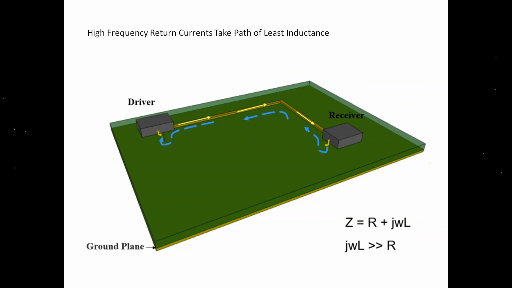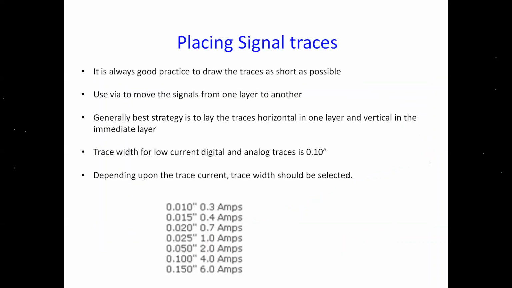So the discontinuities of the ground plane should not be there. Otherwise, it will lead to noise. It will introduce noise such as the conducted emission and subsequently the radiated emission. And then placing the signal.